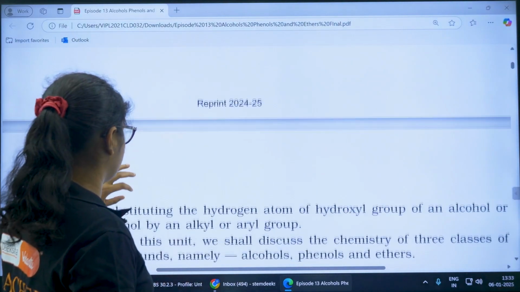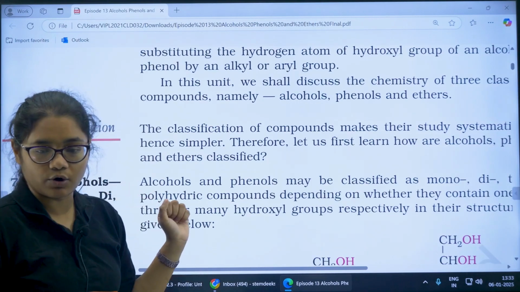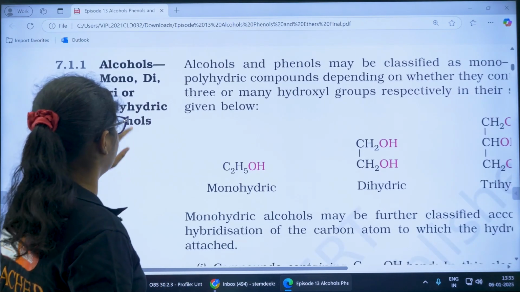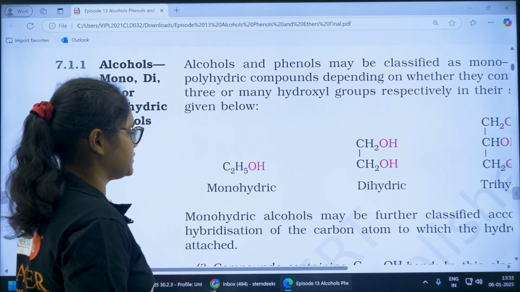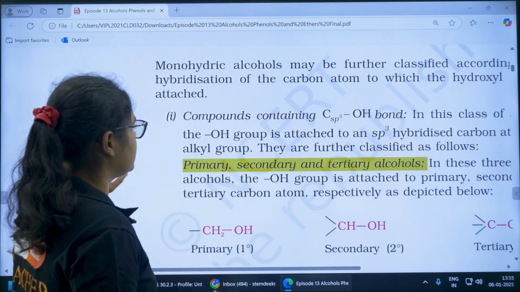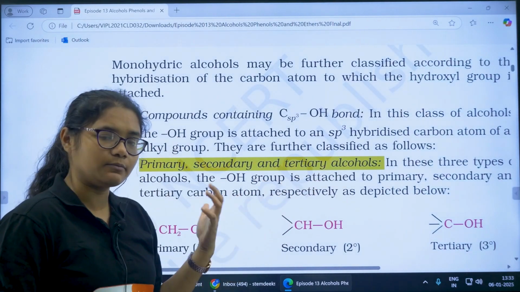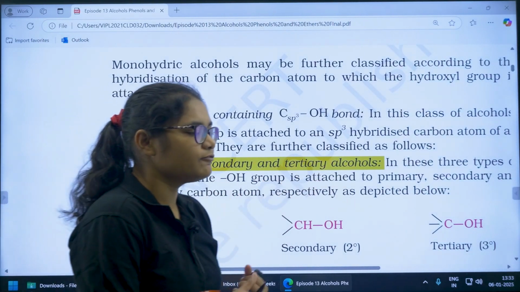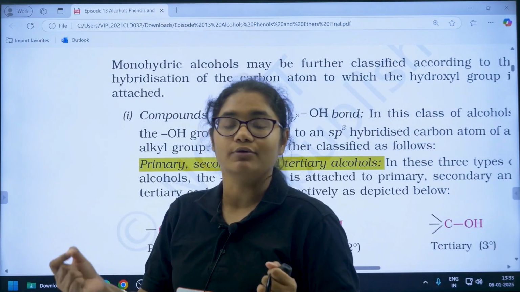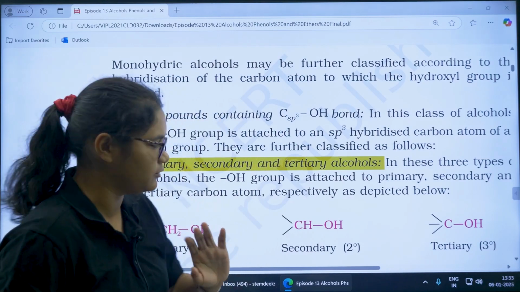Next, we'll go towards the most important part, that is classification of alcohols. Okay, you can see here classification of alcohols. So you should know all the types of classification, what is monohydric, dihydric, trihydric. Then you have here what we mean by primary, secondary and tertiary alcohols. From here questions can be asked like this: 4 options will be given and you have to identify the tertiary alcohol, or you have to identify the primary or secondary alcohols. Like that some question can be asked from here.